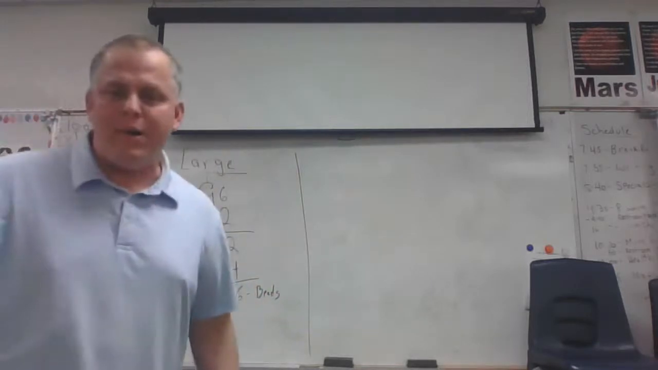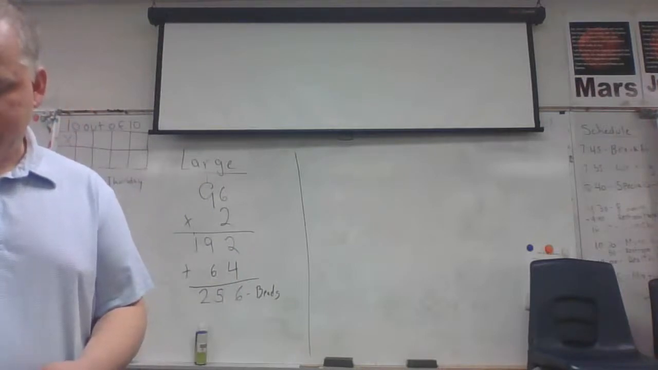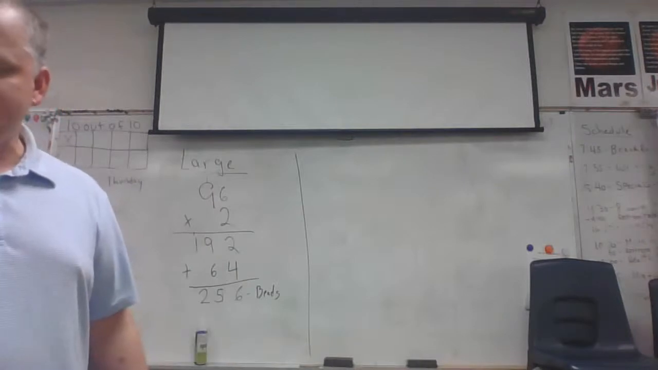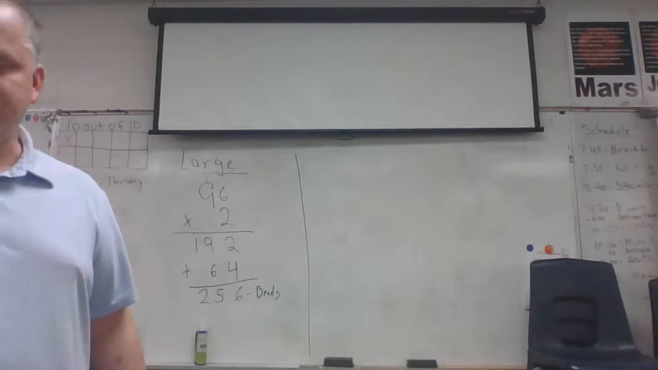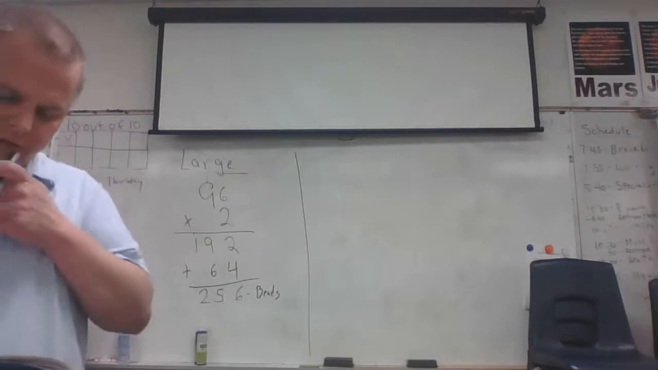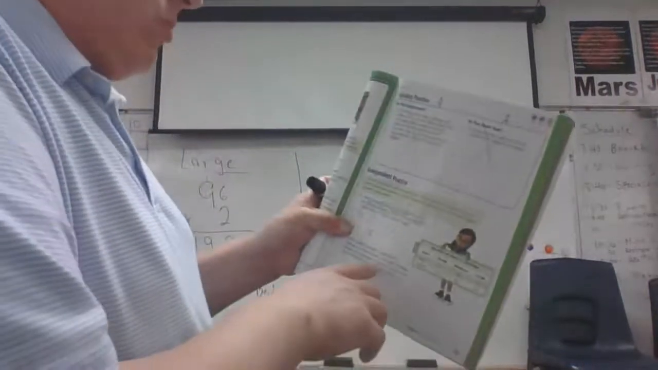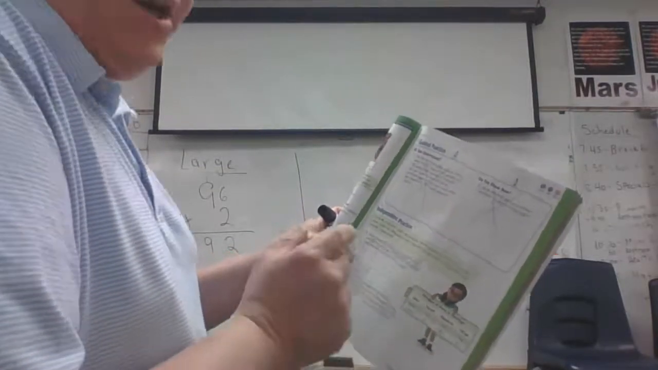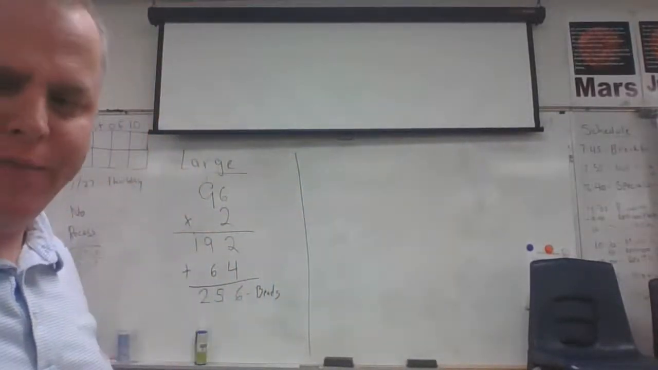Now we've got to find our buttons. So what do we know about the buttons? We have 2 packages of medium buttons and 2 packages of large buttons. So we could do it 2 ways. We can multiply. We could add them together. What do you guys want to do? Do you want to add them or multiply them?